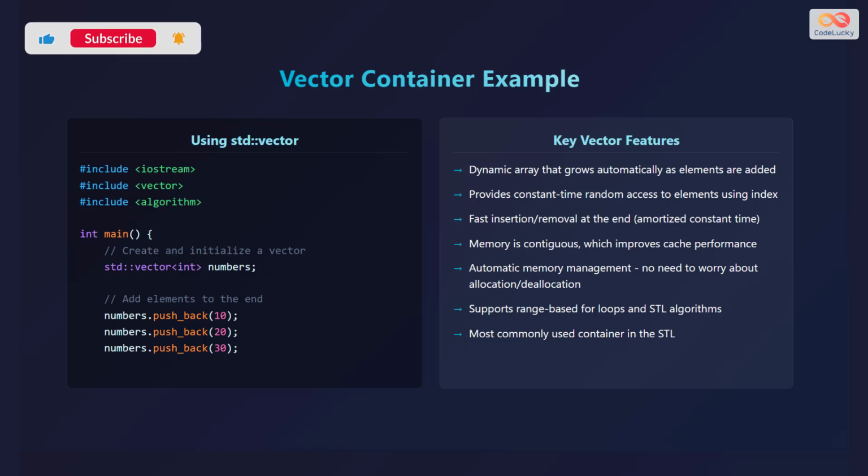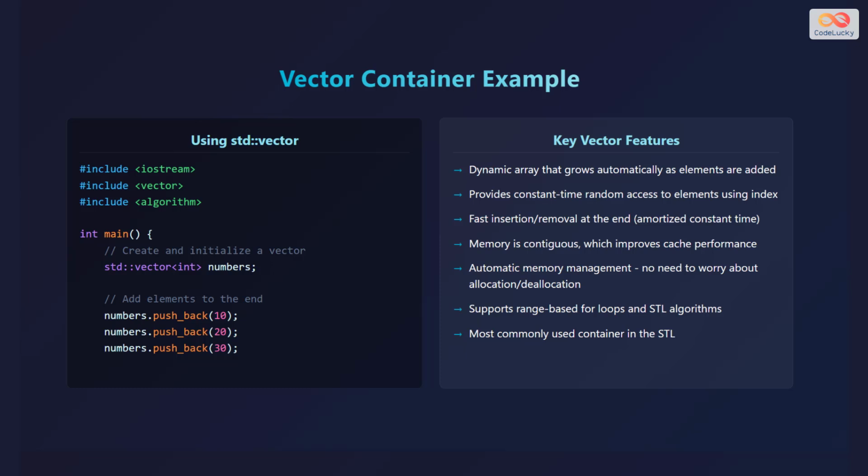Here is an example demonstrating the use of the standard vector. The code starts with include statements for IOStream, vector, and algorithm libraries. In the main function, a vector of integers named numbers is created. Elements are added to the end of the vector using the push_back function. The values 10, 20, and 30 are pushed into the vector. The code then accesses the first element of the vector using numbers at index 0 and prints it to the console. Finally, a range-based for loop is used to iterate through the vector, printing each element followed by a space. The key features of vectors are also described.